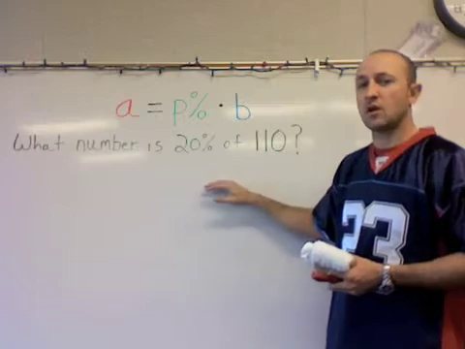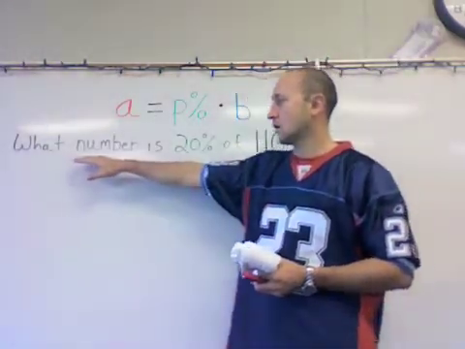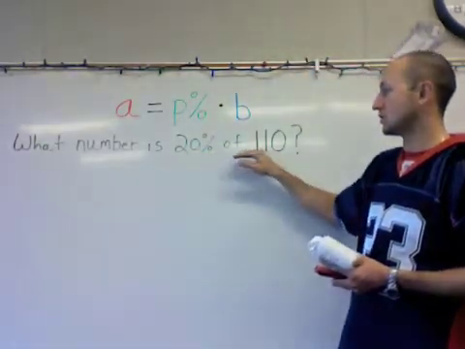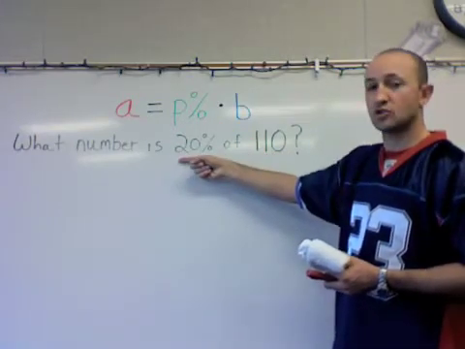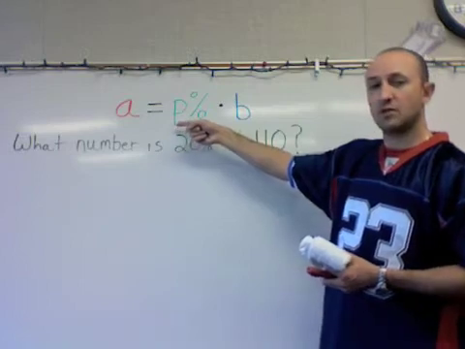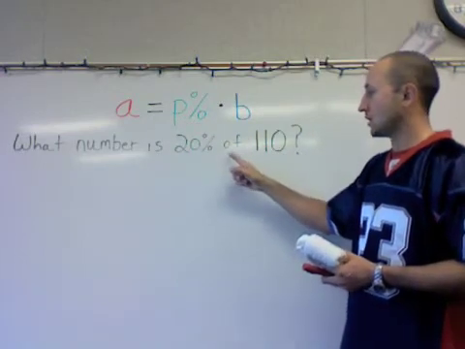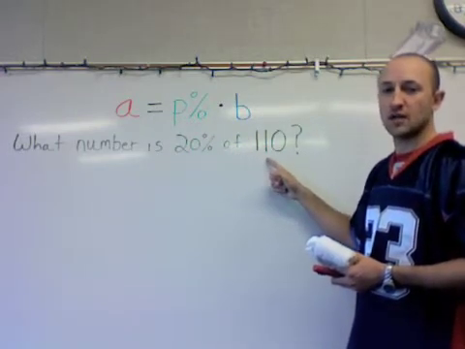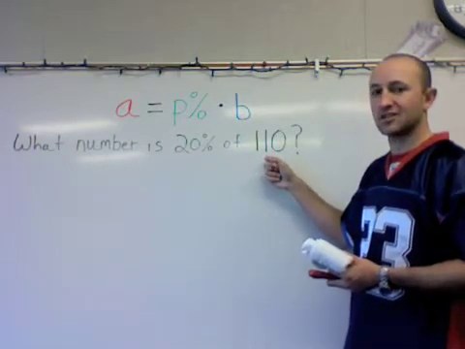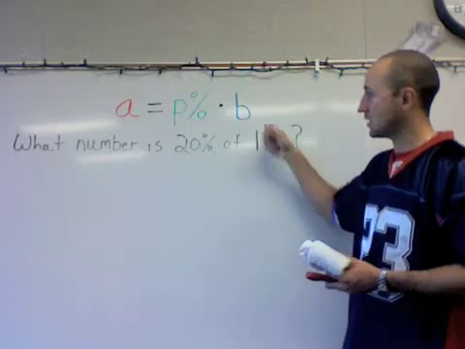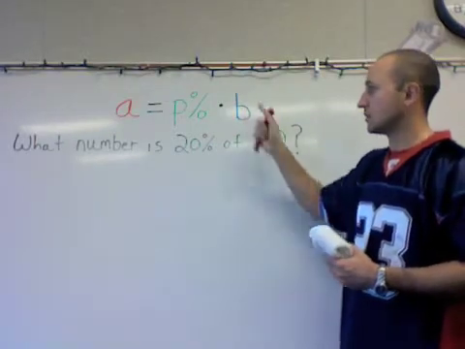So let's look at our problem here. We're being asked what number is 20% of 110. Now I'm seeing percentages here, so I know that this 20% is going to replace the P in the formula. And then since it says "of 110," I learned before that whenever I see "of" in front of a number, that means that this number is the base. So 110 is going to replace this B that represents the base.